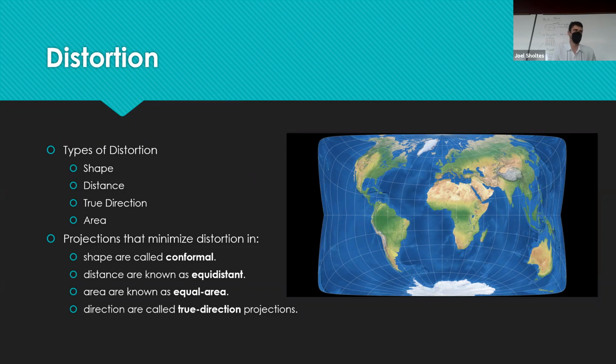Obviously, all of these come with distortions, and we can have distortions in shape, distance, direction, and area. We want projections that minimize distortion in certain things. If we're interested in representing things from a shape standpoint, then that's called a conformal projection. Projections that minimize distance errors are called equidistant. Area ones are called equal area, and direction ones are called true direction. So depending on what's most important to you, you might choose a different projection, but you can't have them all at the same time, unfortunately.